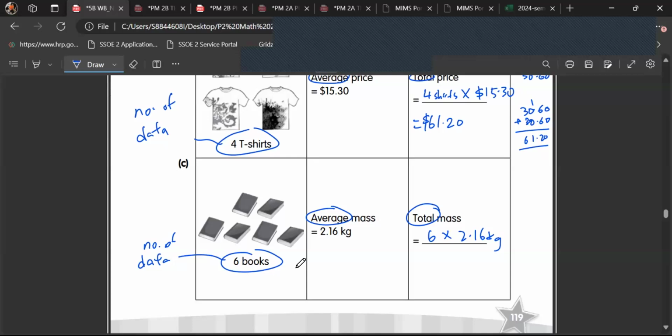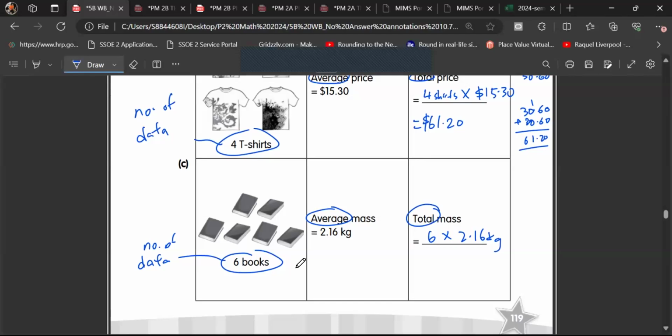So you can think about it this way. Why can I do this? It is because average means I even it out. So I even it out, I have 6 of it, and I multiply it. So each of them may have a different mass, but after multiplying or adding them up, they should give me the same answer. Last reminder, don't forget the units.